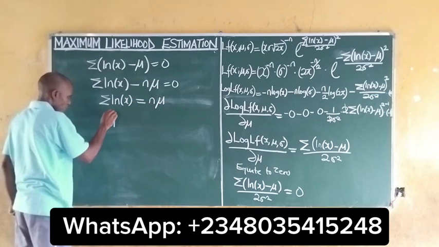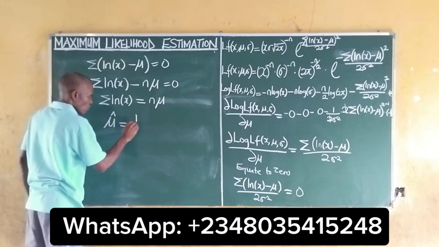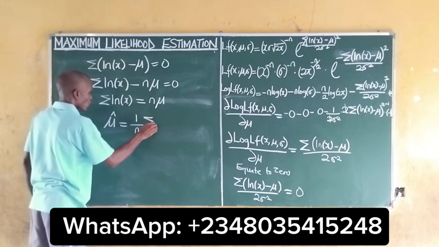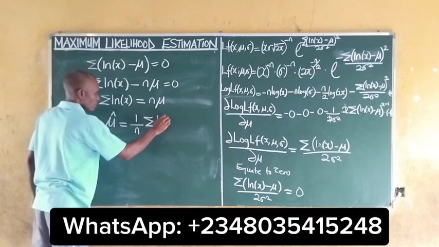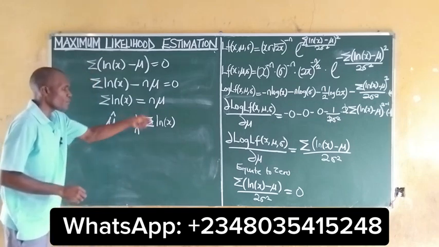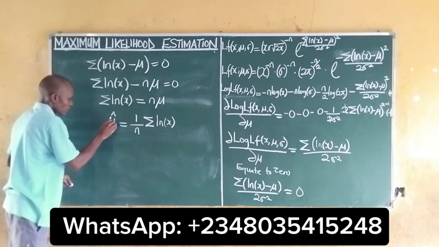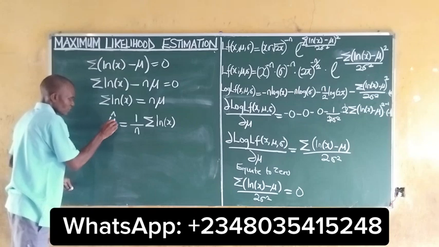So our mean estimate will now be equal to 1 all over n summation of x, which is the sample mean for the data from the log normal distribution. The mean is this.